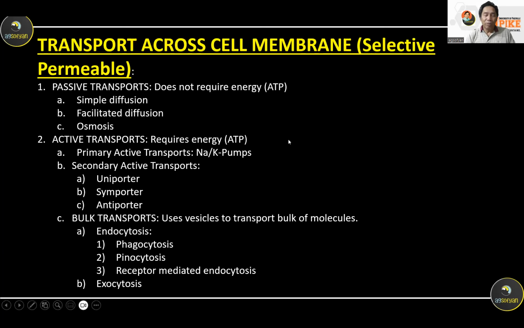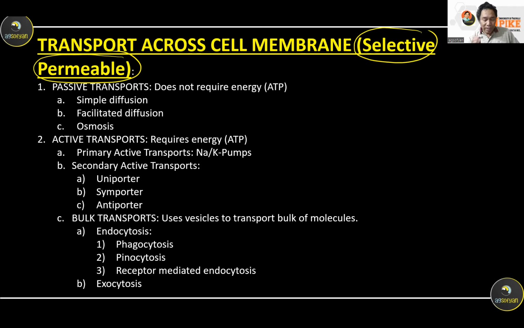Now we go to the next one, which is the transport across the cell membrane. Remember, one function of cell membrane is to control, to manage the movement of molecules in or out. The way they manage it is what we call the selective permeability. It means that the cell membrane is able to select, to control which molecules enter, which molecule exit from the cell.